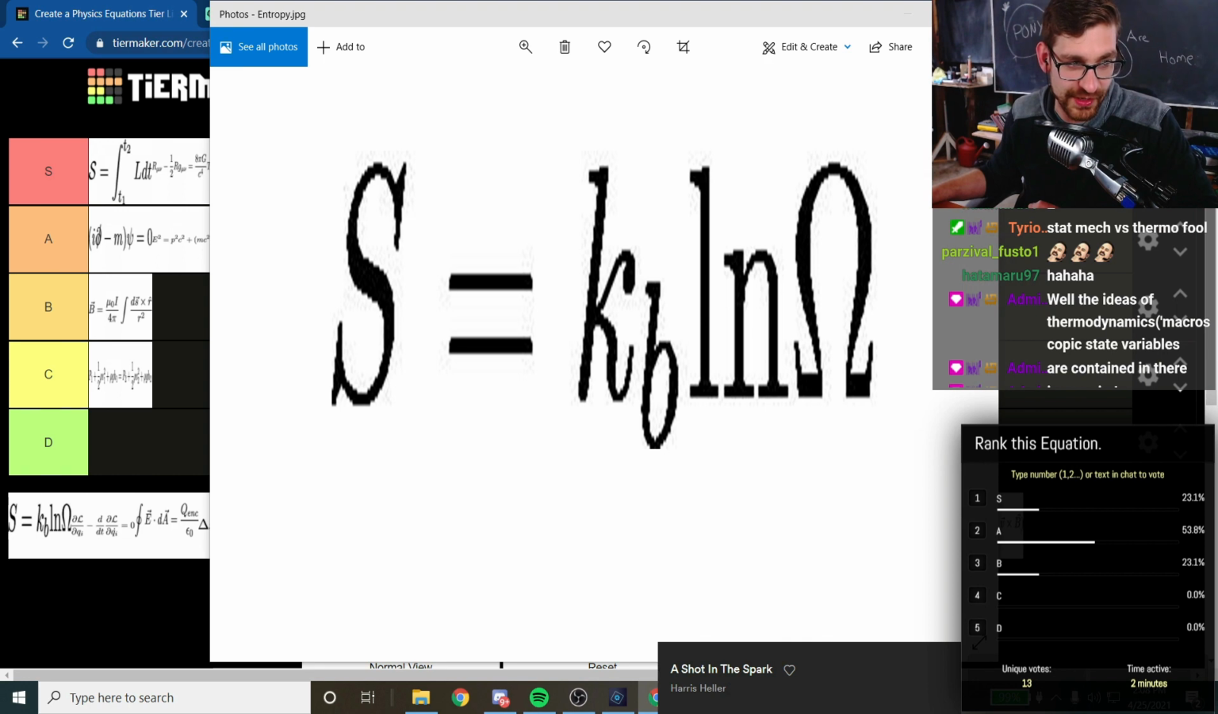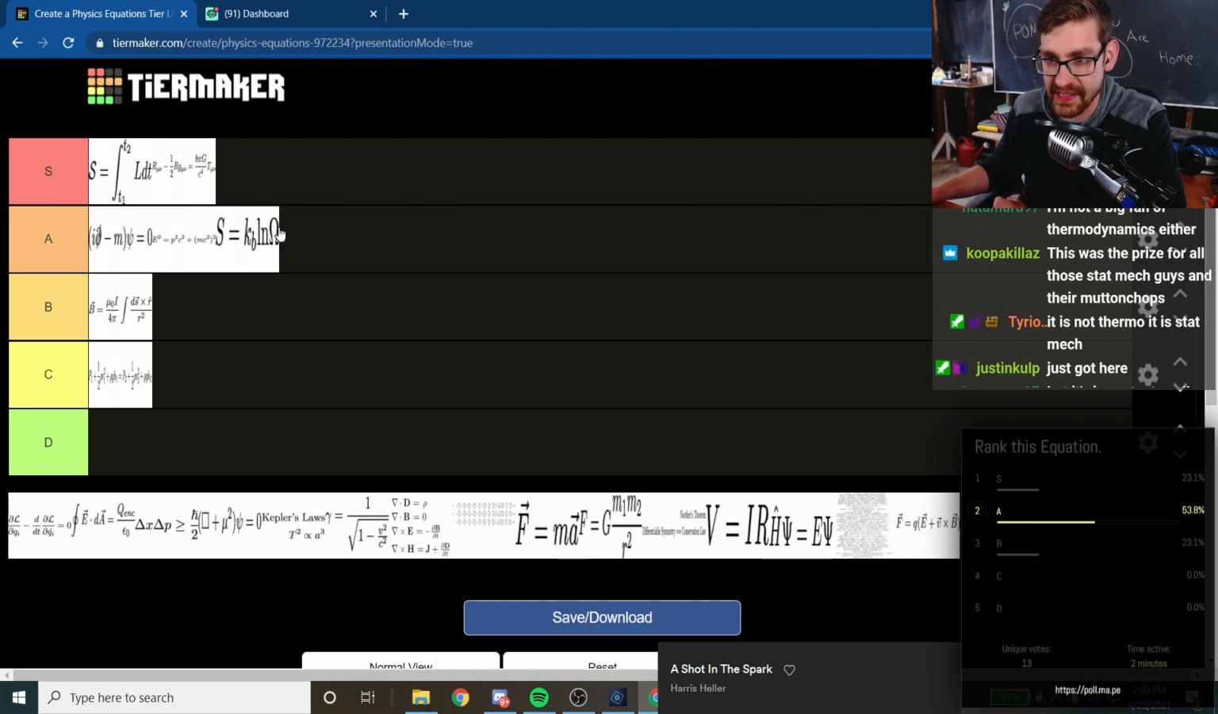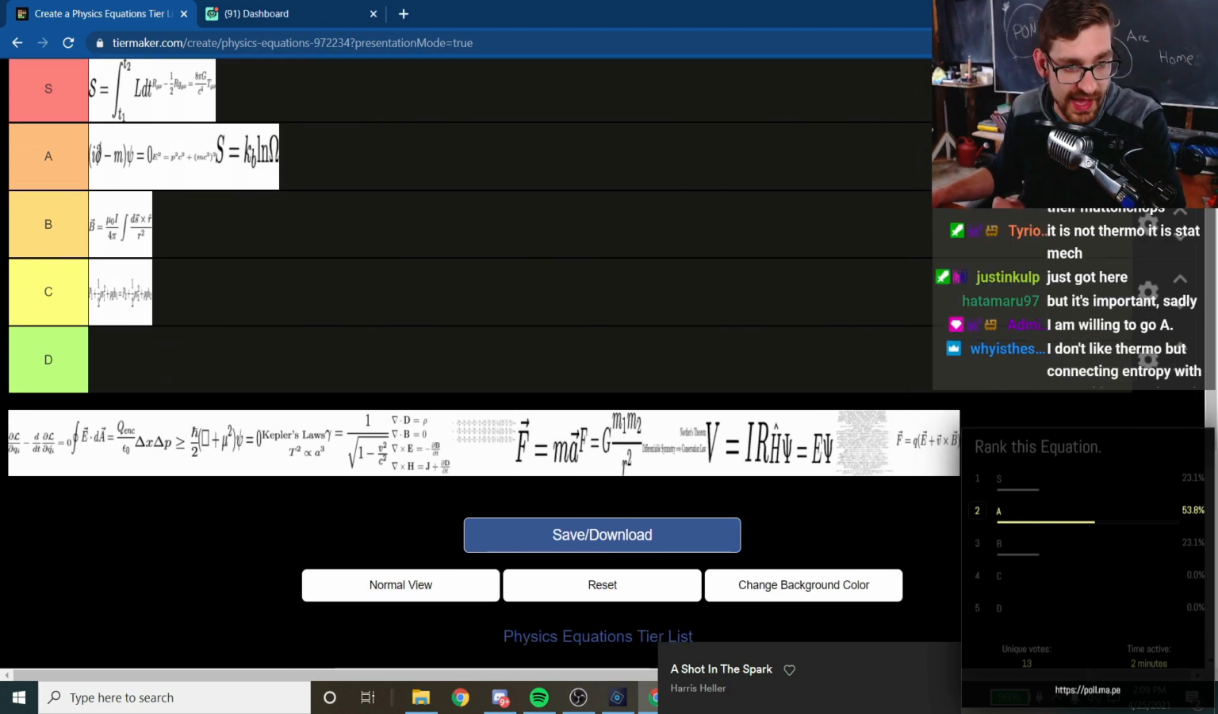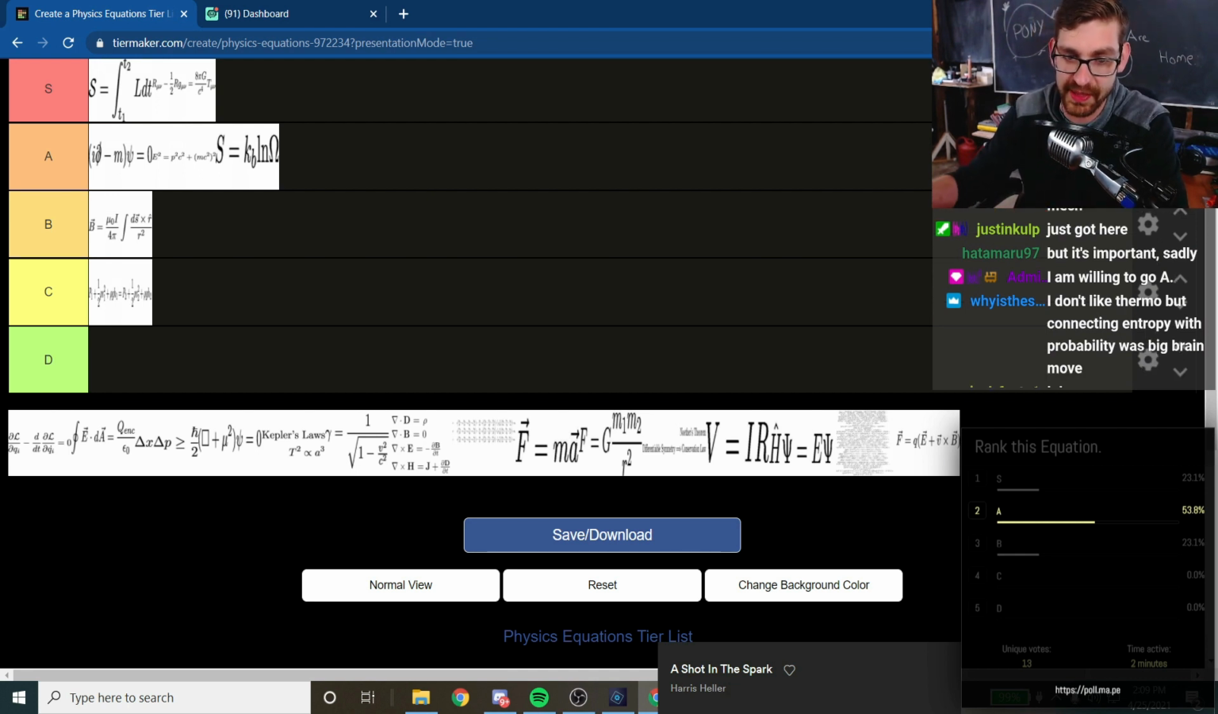It goes A for you, but we have to start ranking things lower. We're too nerdy. We're way too nerdy. Look at how high we're ranking everything. We need to do better. I don't like thermal, but connecting entropy with probability was a big brain move. Why is the sky blue? This is why I went with that. That's an excellent comment. That's an excellent comment.